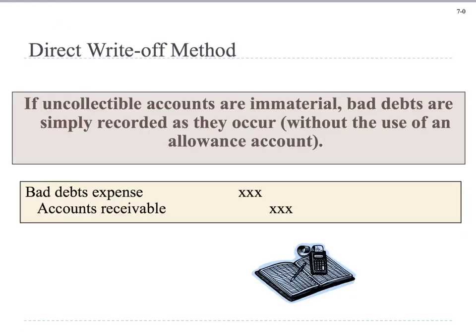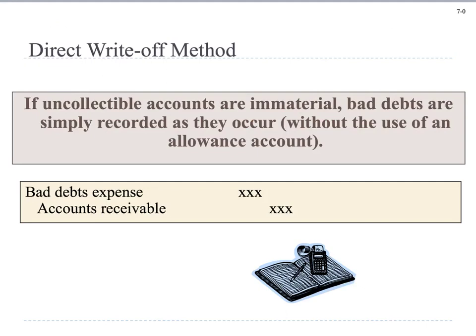Now, there's another method called the direct write-off method. Remember, we've been talking about the allowance method. We have a direct write-off method. So if an uncollectible account is immaterial, bad debts are simply recorded as they're incurred without the use of an allowance account. I really don't like this approach. This method is not GAAP. Luckily, in this example, they're saying if the amounts are immaterial, you can do this. But I really would like to take a stance and just say not to use this direct write-off method at all, because, again, it's not GAAP.